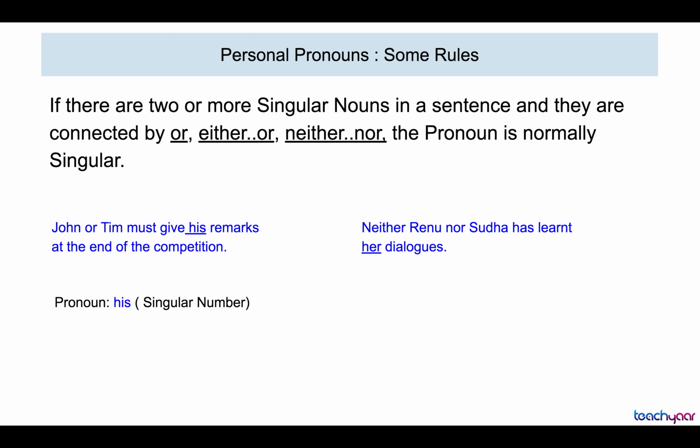Now here also we are talking about them individually. We are not saying Renu and Sudha. We are saying neither this person nor that person. So it is again talking individually about the people. That is why the pronoun used is her. Of course, it is feminine gender. So we have to use her, which is singular number.